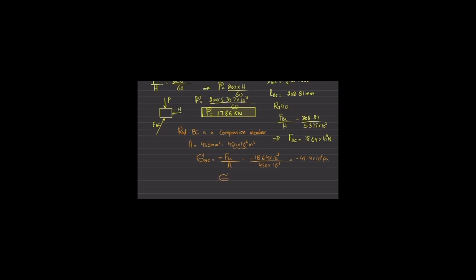Or you can say average shearing stress in BC is equal to minus 41.4 megapascal. This is the answer of our second part, and that was the answer of our first part. And that was all about this problem 1-14 taken from Mechanics of Materials by Beer and Johnson.